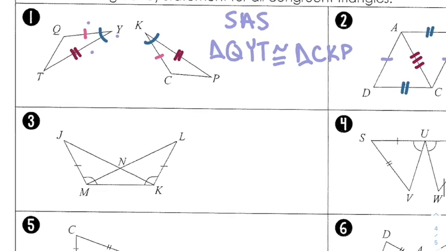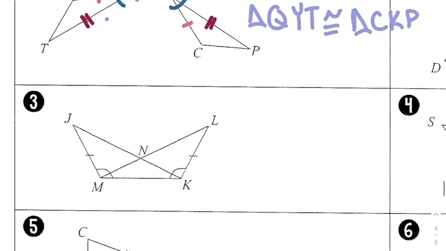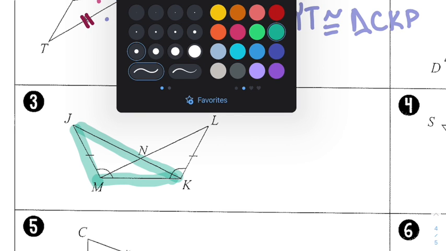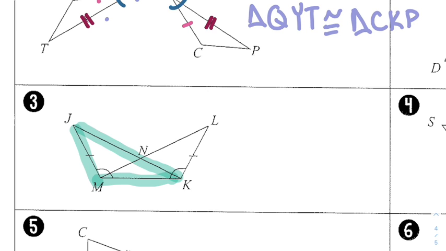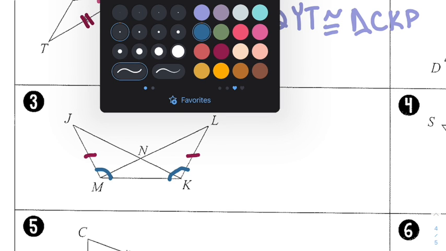Now number 3. If you look at the diagram, we kind of have 3 triangles, okay? But this is our actual triangles. This one is one triangle, triangle JMK, and then triangle LKM are the ones we're looking at, okay? So they tell us that line JM is congruent to line LK, okay? Let's see what else they tell us is congruent. They also tell us that angle M is congruent to angle K. And then they tell us nothing else, right?